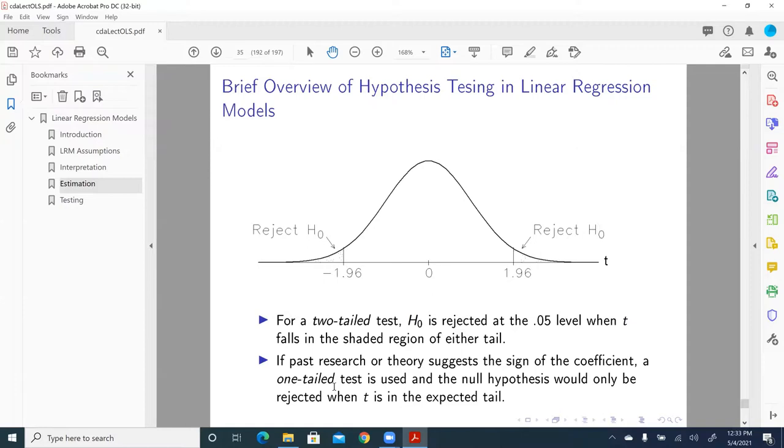And if past research or theory suggests the sign of the coefficient, a one-tailed test is used, and a null hypothesis will only be rejected when t is in the expected tail. For example, if prior scholarship suggests that beta is positive, then we just look at the positive side of the t distribution. And usually using a one-tailed test produces results that are more likely to be in favor of what we want. So we want to be careful about using a one-tailed test.